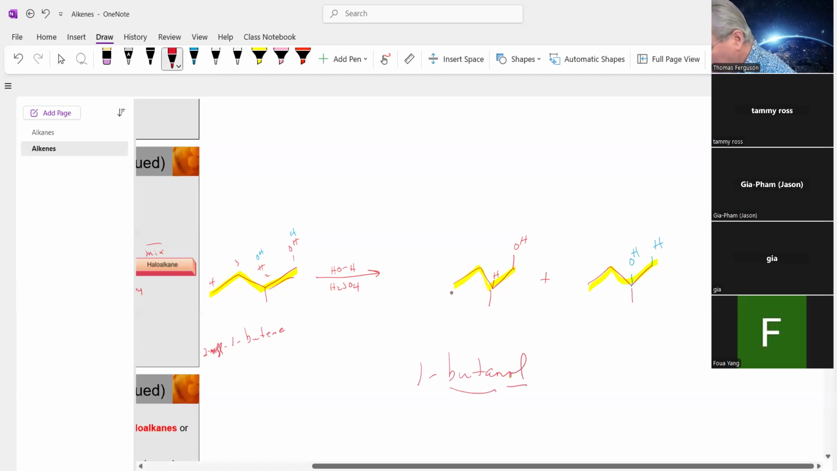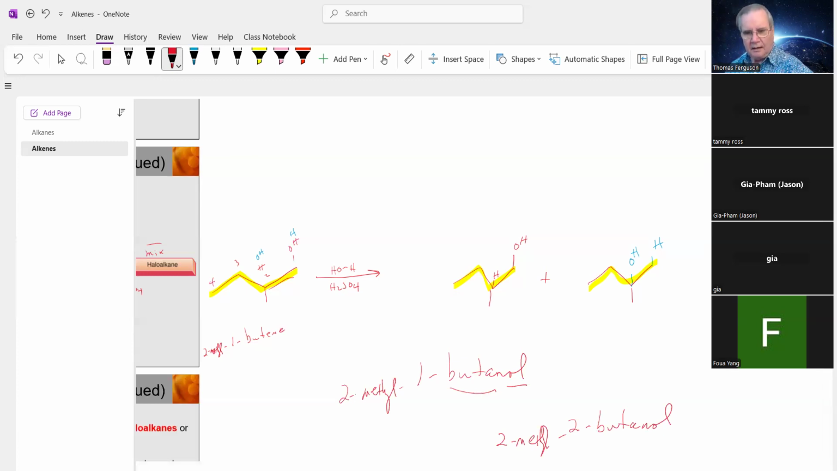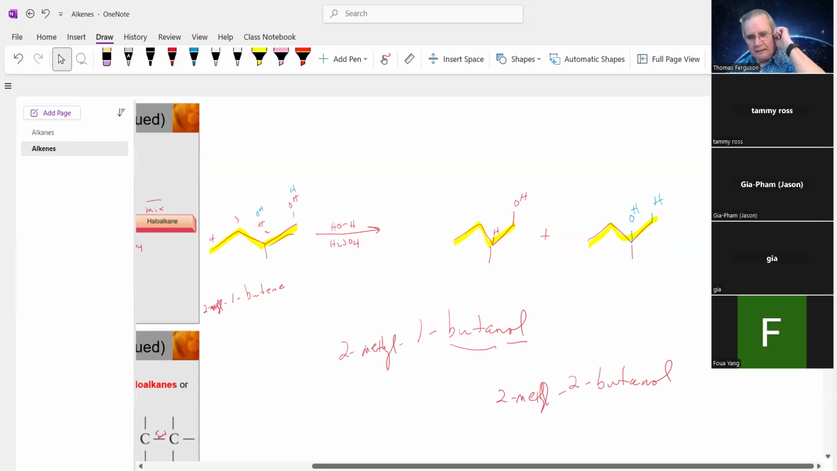And we have a methyl group on carbon 2. And this is going to be 2-butanol, and a methyl group on carbon number 2. Okay, next question is which one's more stable?